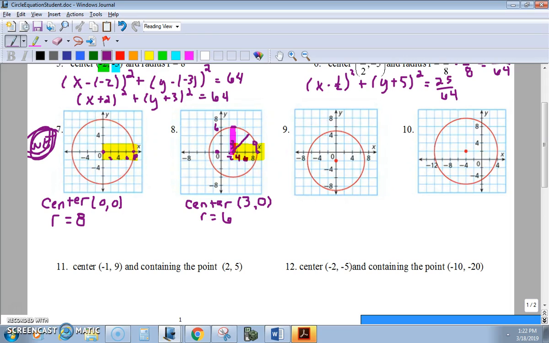This next one is on the y-axis, so I know the center's on the y-axis, so my x has got to be 0, and my y is down, so my y value is -2. That's the red point. And my radius is, like I said, you can go any direction for your radius.